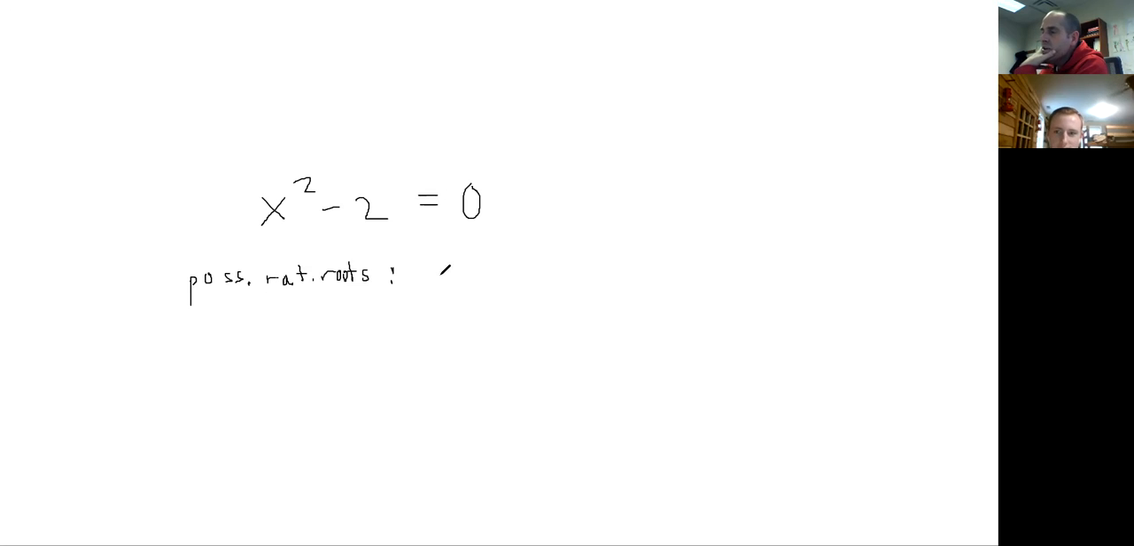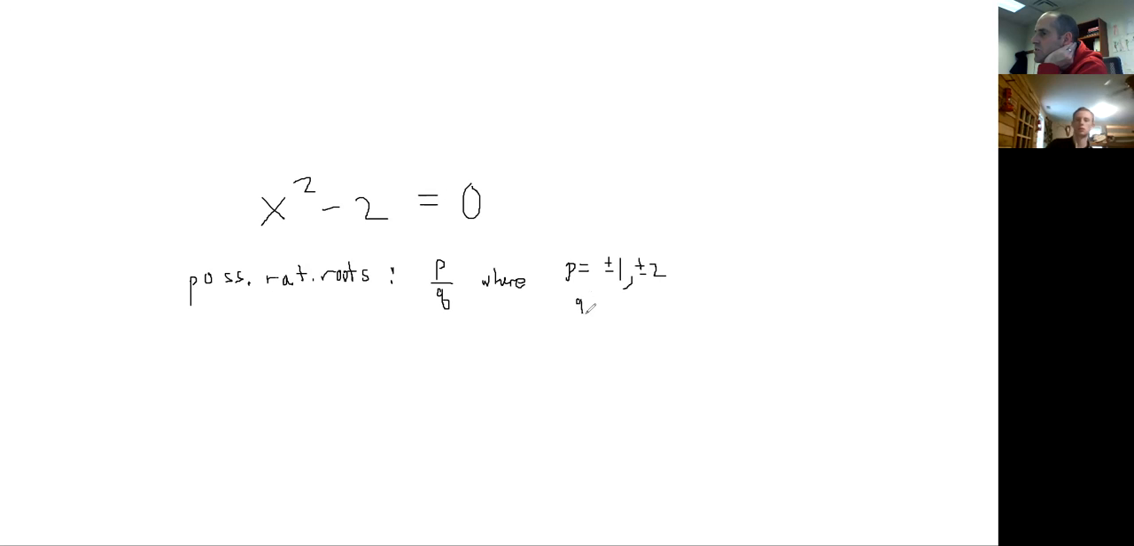So they're p over q, where, what are the possibilities for p? The numerator has to be a divisor of the constant term. The only integer divisors of -2 are plus or minus 1 and plus or minus 2.